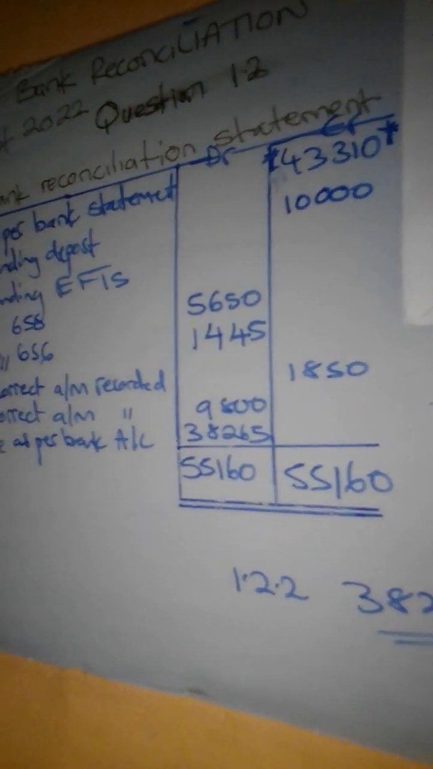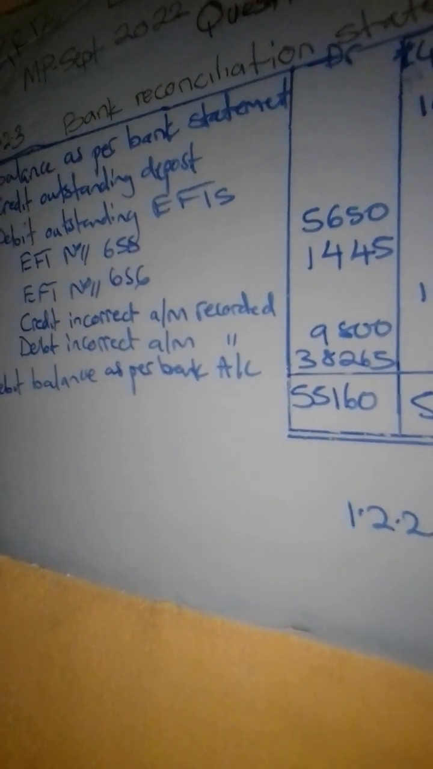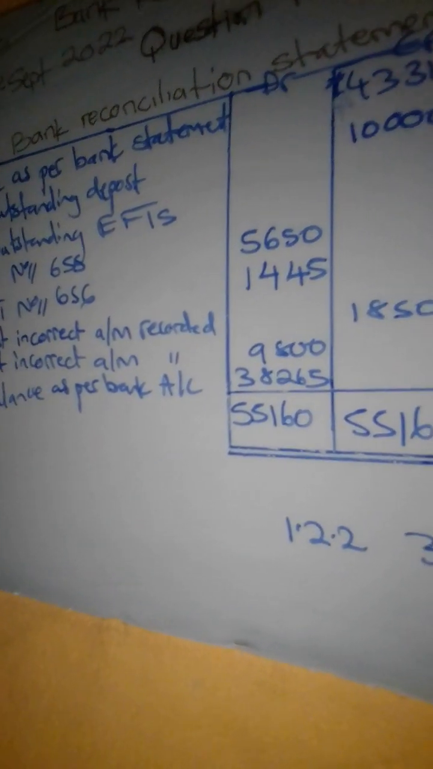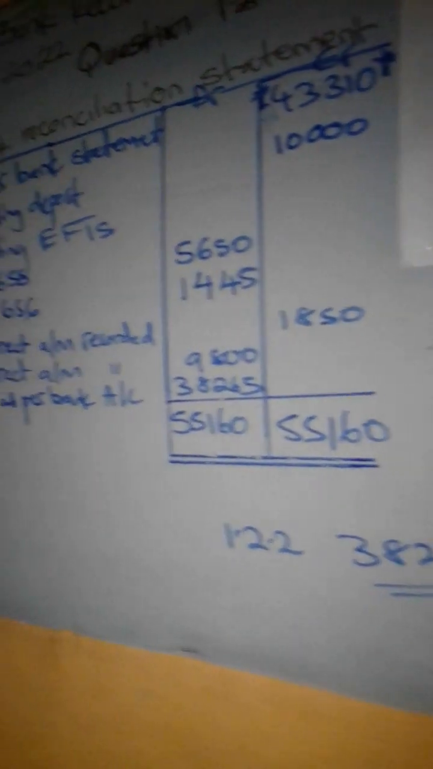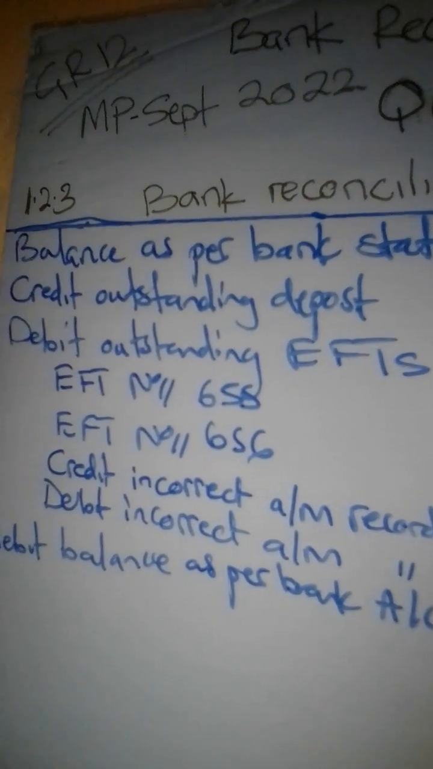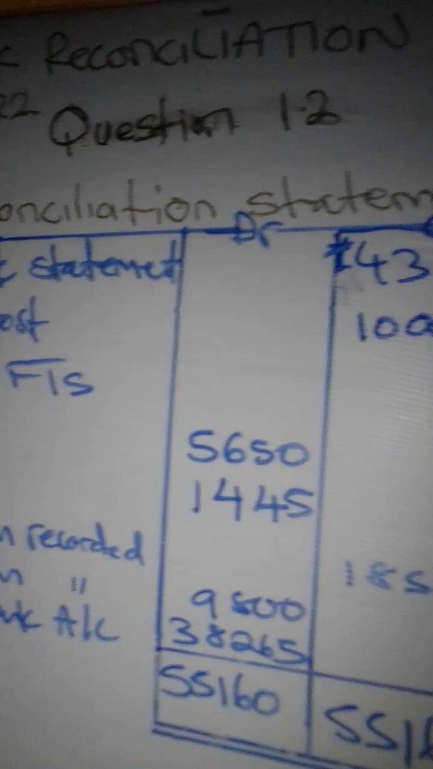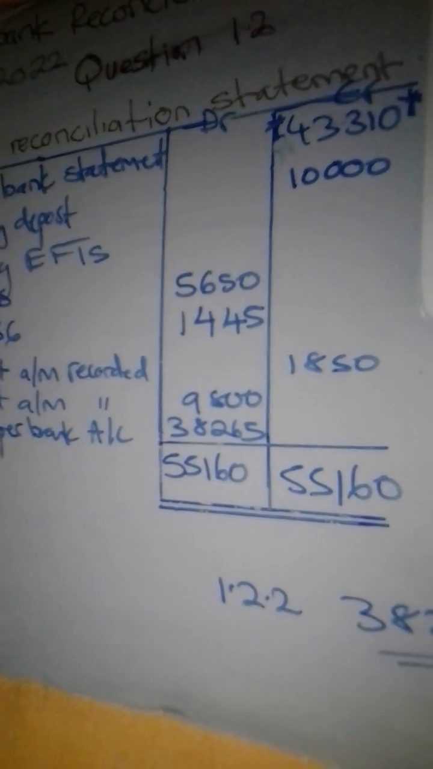The format remains the same. You start with the balance as per bank statement, credit outstanding deposit, debit outstanding EFTs. If there are errors that were recorded on the credit side, you put them on the debit. If there are errors that were put on the debit side, you put them on the credit. Remember, the bank reconciliation statement is an extension of the bank statement. It stands as a bank statement, but we prepare it within the business.